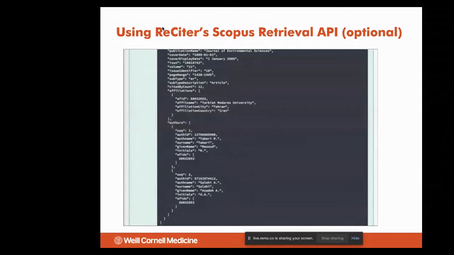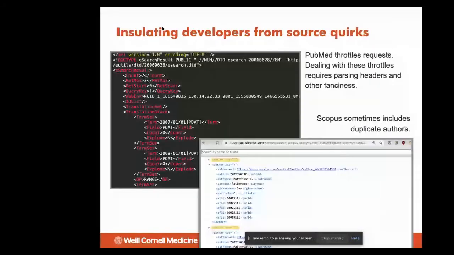With ReCiter, what we're trying to do is insulate developers from quirks in the source system. So PubMed has that XML, and it throttles requests. It's problematic in a couple ways. Scopus sometimes includes duplicate authors, so we handle that problem.